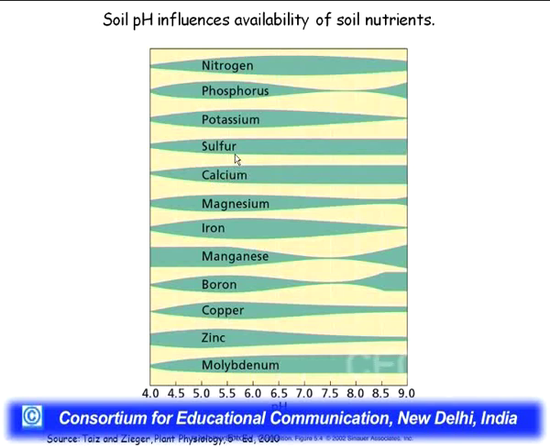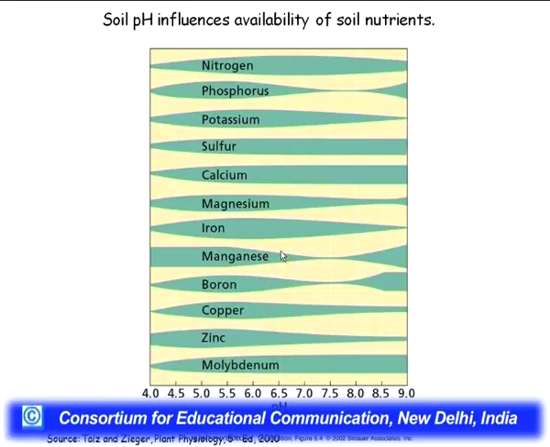Less soluble in acidic soil, but as soon as pH rises above 5.5, it is largely soluble. Look at magnesium. Magnesium again has a dual nature: it is insoluble both in acidic soil as well as in alkaline soil. So is iron, and so is manganese. Manganese is actually mostly soluble in the acidic range, but as soon as the pH becomes more than 6.5, it turns insoluble. Boron likes phosphorus again.